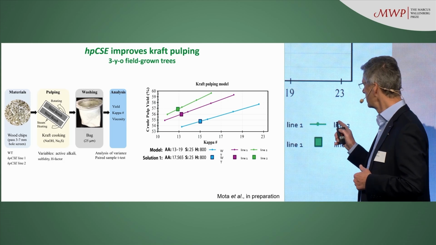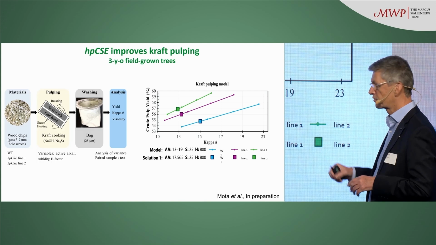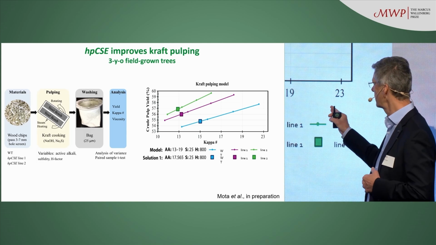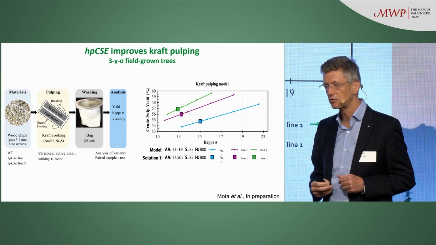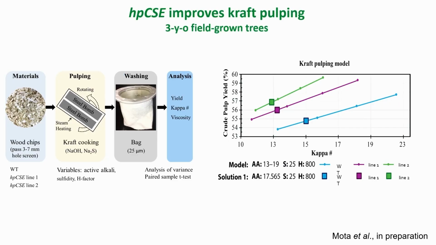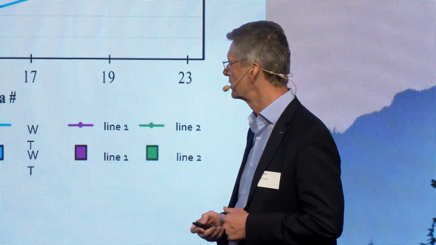So the model tells you that when you have conditions where with the wild type plant you reach a kappa number of 15, and the kappa number is the amount of lignin in the pulp after the pulping, the transgenic lines will have a kappa number of 13, and at the same time they will have 1 to 2 percentage points more crude pulp. So this is certainly interesting for the pulp and paper industry.